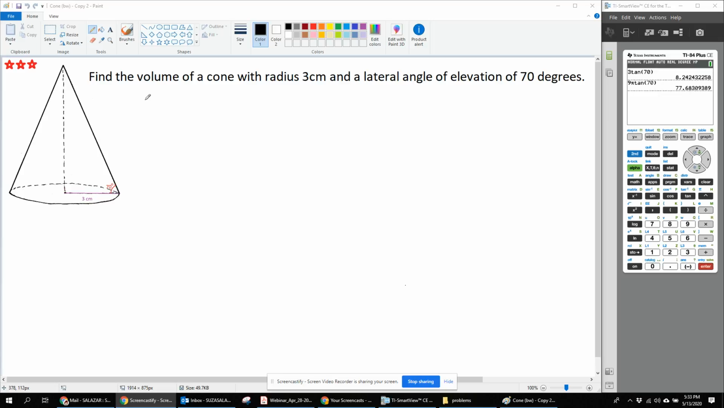Let's find the volume of a cone. So V equals 1/3 base times height. So first we want to find our base. So our base shape is a circle that has radius 3.